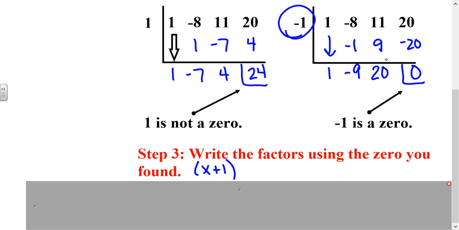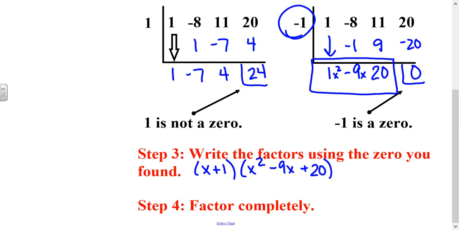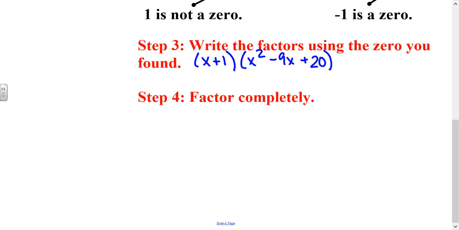Now remember, when we did synthetic division, if I divided by x plus 1, this part would be my answer. So these numbers actually mean something. So this 20 is the constant. This would be the one with the x, and this would be the one with the x squared. So x squared minus 9x plus 20 is my other factor. Now, I'm not done yet. I'm almost there.